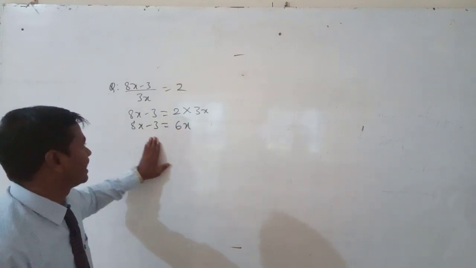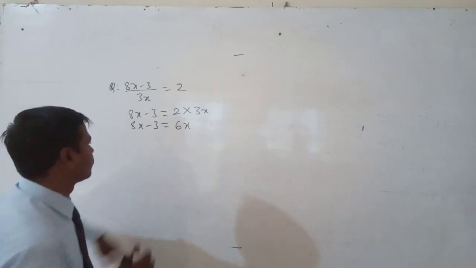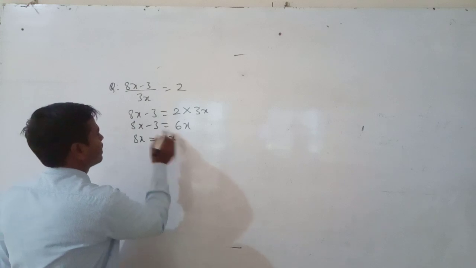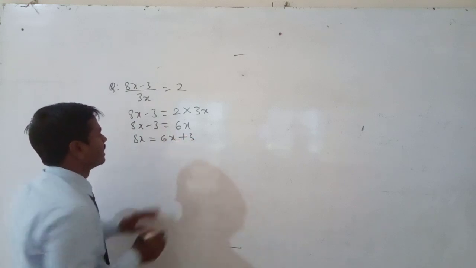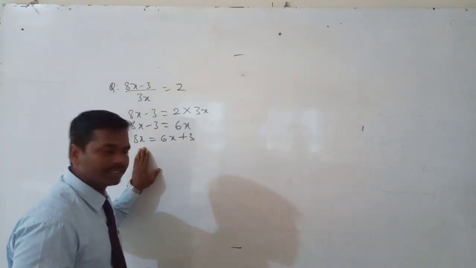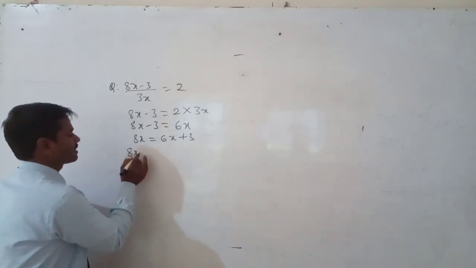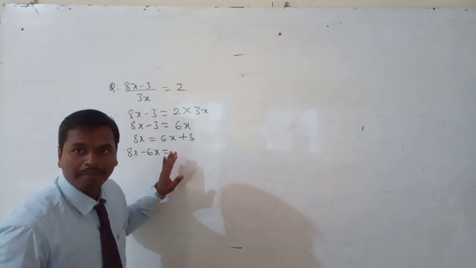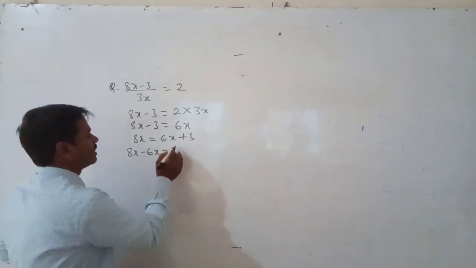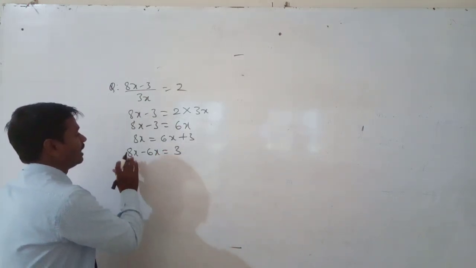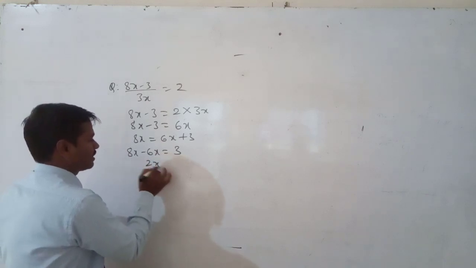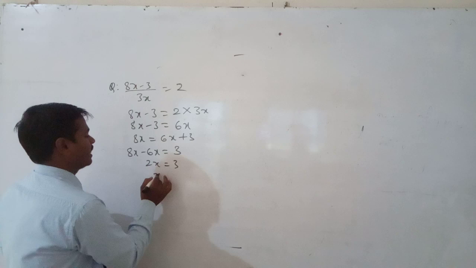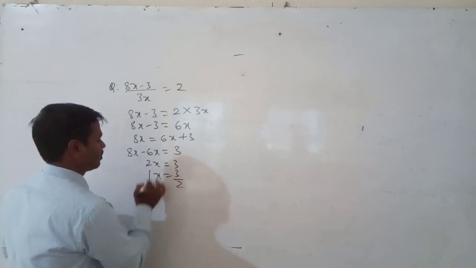Now shift this 3 to this side. 8x equal to 6x, minus 3 will become plus 3. Shift this 6x to this side, it will become 8x minus 6x equal to 3. 8x minus 6x is 2x. 2x equal to 3. x equal to 3 by 2 is the answer.